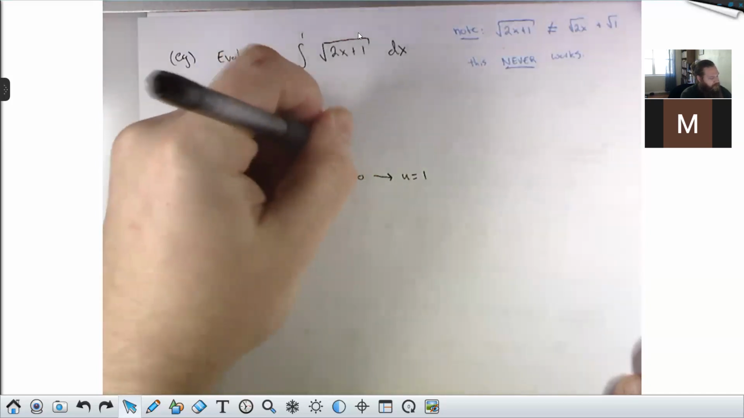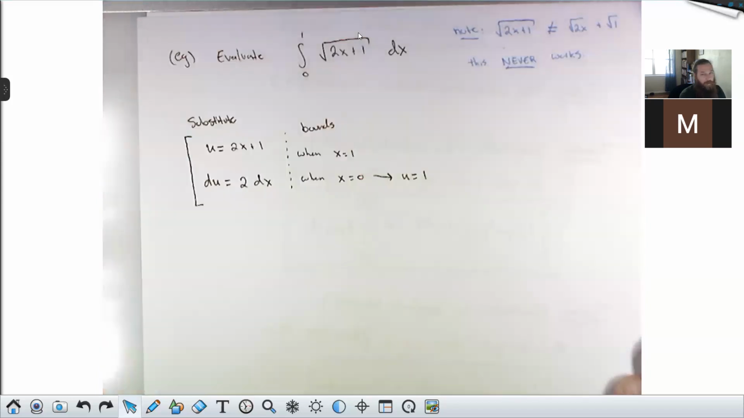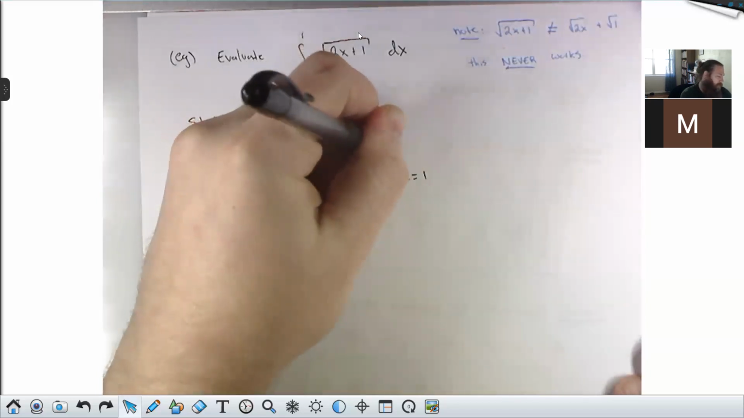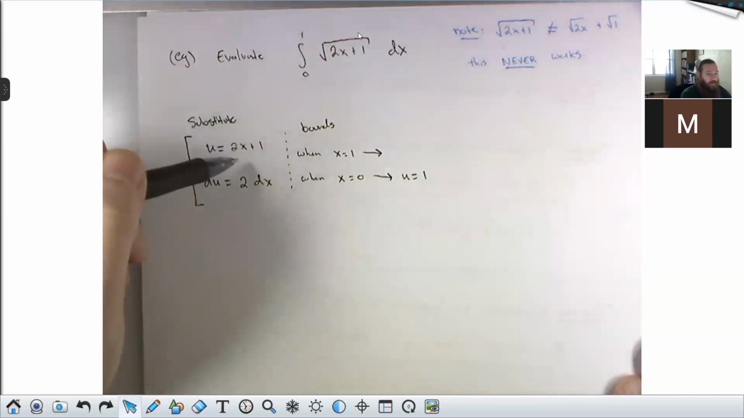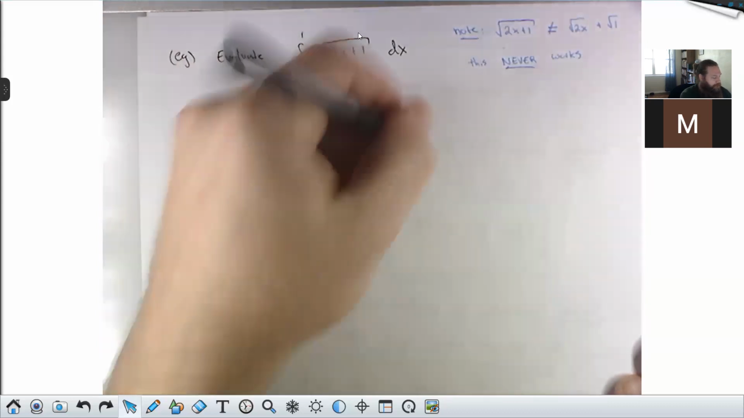And when x is equal to my old upper bound, 1, let's see what u is equal to. If you plug 1 in for x here, then u would be equal to 2 times 1, which is 2, plus 1. So that's 3. When x is equal to 1, u is equal to 2 times 1 plus 1, which is 3.